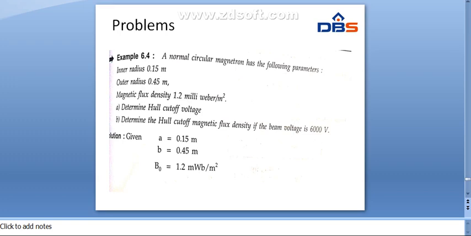So next one is, a normal circular magnetron has the following parameters. The inner radius is 0.15 and outer radius is 0.45, magnetic flux density is 1.2 milliweber. Determine the Hull cutoff voltage. Second, determine the Hull cutoff magnetic flux density if the beam voltage is 6000 volts. Here A is 0.15 meters, B is 0.45 meters, and B0 is 1.2 milliweber per meter square.